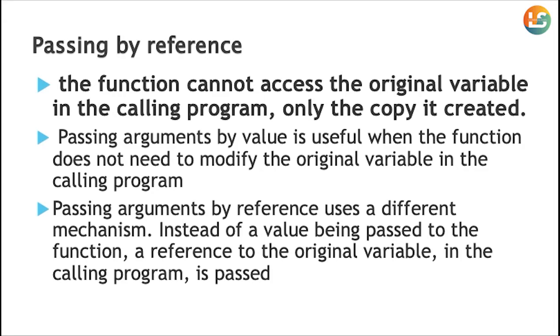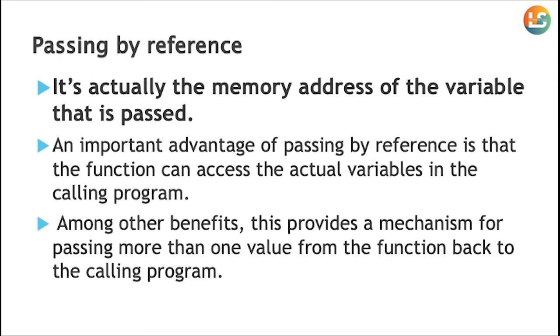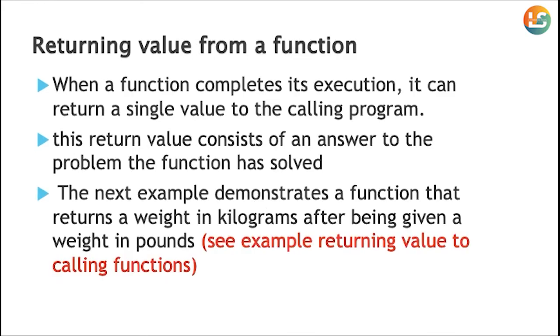Among other benefits, this provides a mechanism for passing more than one value from the function back to the calling program. When a function completes its execution, it can return a single value to the calling program, as I have said earlier. This return value consists of an answer to the problem that the function has solved. The next example demonstrates a function that returns a weight in kilograms after being given a weight in pounds.